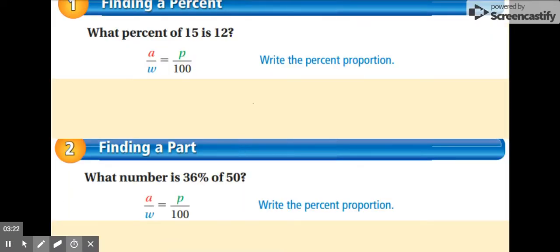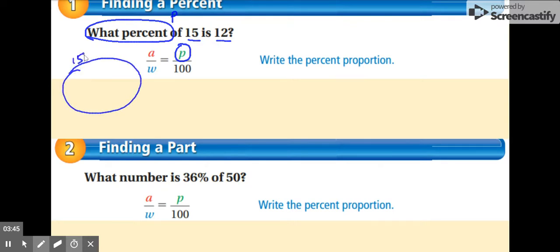Number 1, what percent of 15 is 12? All right, so we're looking for which one, A, W, or P? Part or whole or percent? We're looking for what percent? Everyone circle it. So we're looking for P. What percent? And we have 15 and 12. So let's think about it. What percent of 15 is 12? So which one is a part and which one is a whole? 12 is the part and 15 is the whole.